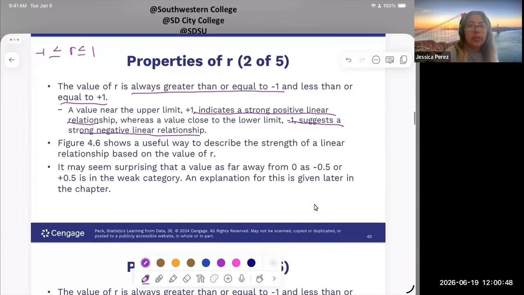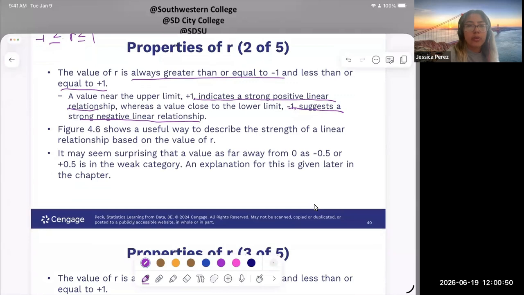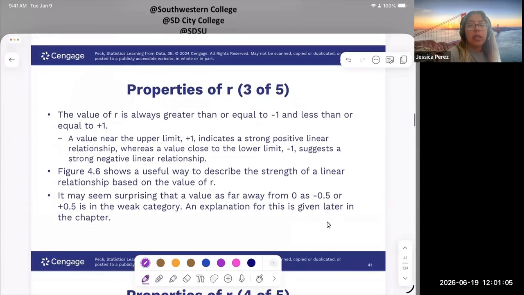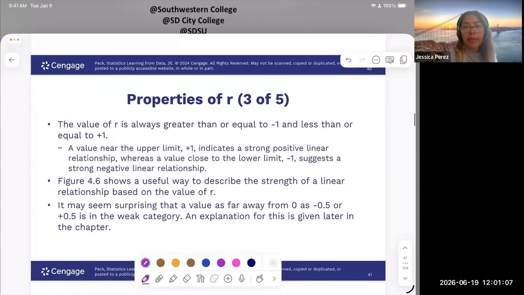Figure 4.6 shows a useful way to describe the strength of a linear relationship based on the value of R. It may seem surprising that values as far from 0 as -0.5 or 0.5 are in the weak category. We're going to talk about that later in the chapter. So if you're halfway, you're not that close actually, because you want to be very close to +1 or -1.